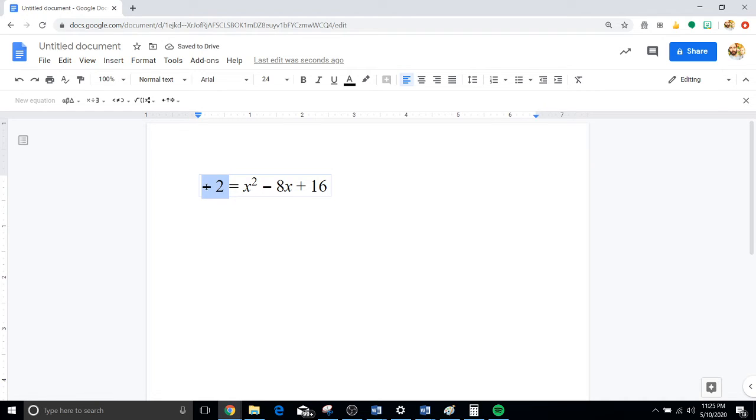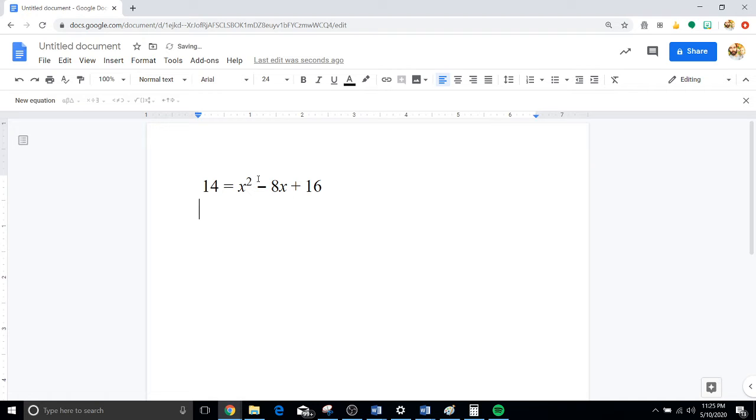So let's add 16 to the right, which means we have to add 16 to the left. This is going to give us 14, because negative 2 plus 16 is 14, and you can check that on a calculator if you don't believe me. Now what we're going to have to do is take this quadratic and factor it. So let's actually give ourselves another line for that.